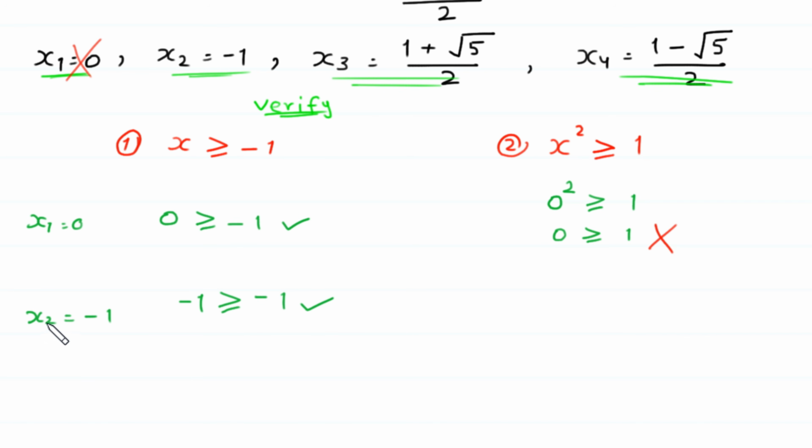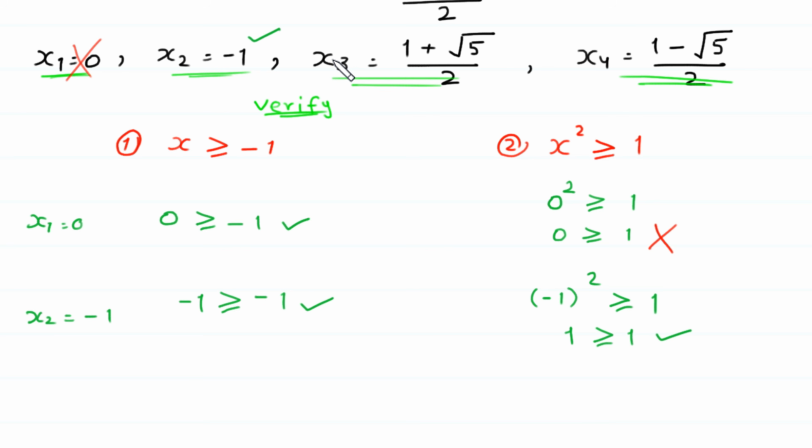Now we put this value of x, negative 1, in the second inequality. Negative 1 squared is greater than or equal to 1. Negative 1 squared is 1, is greater than or equal to 1. It is true that 1 is equal to 1. So this second condition is also true. And because both conditions are true, this value of x, negative 1, is a valid solution.